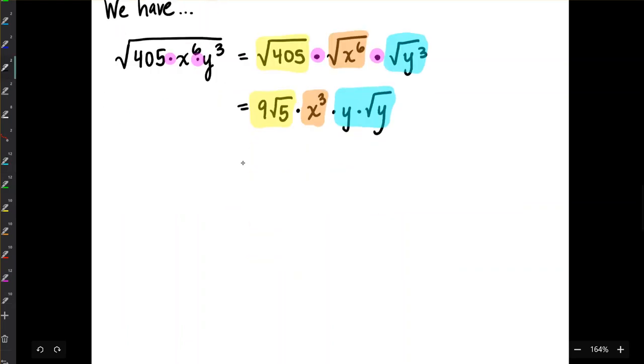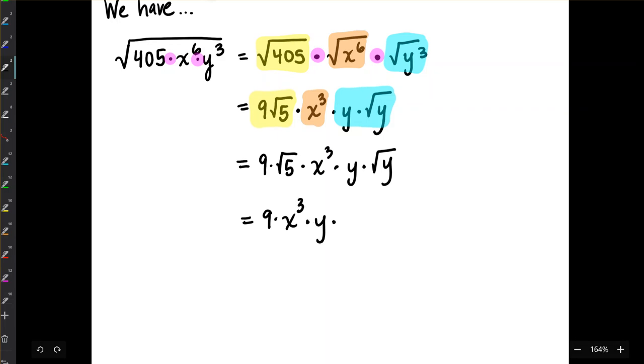Now, order doesn't matter in multiplication. I'm just going to rewrite this all. Oops, I dropped the root. I'm just going to rewrite this all without any color. Right? And I think it's nice for us to lead with the number, then times x cubed, then times y. And that part's kind of superficial.